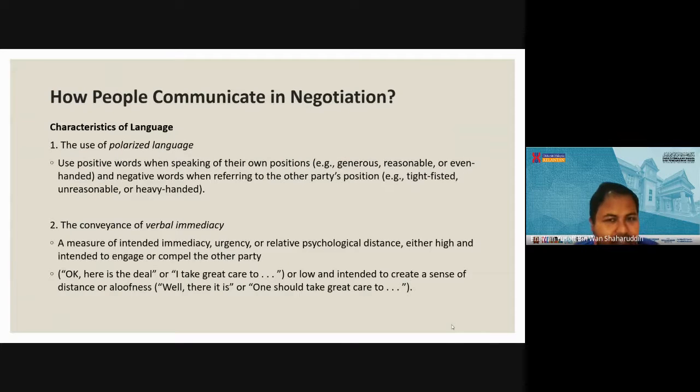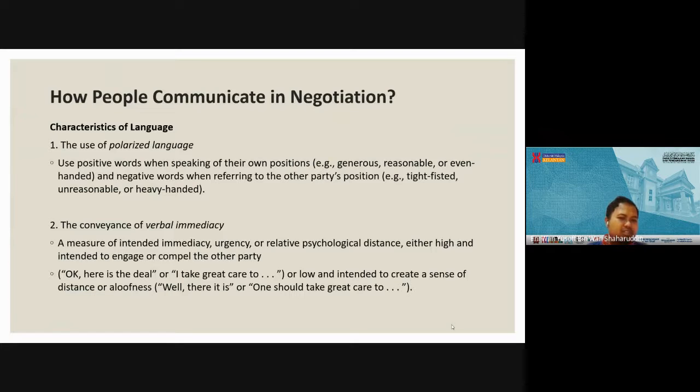How people communicate in negotiation is quite interesting, because it involves the use or characteristics of language. Sometimes when we communicate in negotiation, we will use polarized language. Polarized here indicates that you are dividing the path of your communication into two ways.